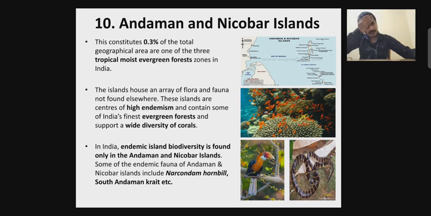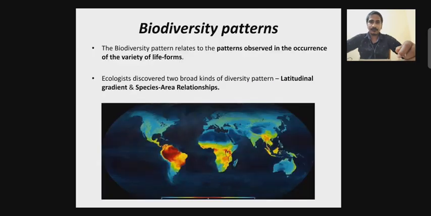I think you have heard about the term endemic. Endemic means, suppose in the case of plants, if a particular plant is found only in a particular region, nowhere else, then it is termed endemic. So the Andaman and Nicobar Islands is home to a large number of species which are endemic only to the Andaman and Nicobar Islands. In India, endemic island biodiversity is found only in the Andaman and Nicobar Islands. Some of the endemic fauna includes the Narcondam hornbill, the South Andaman krait, which is a snake, and of course not to forget the corals.